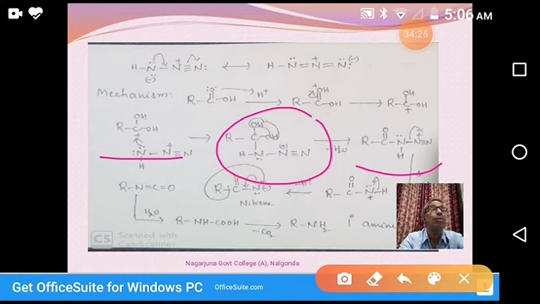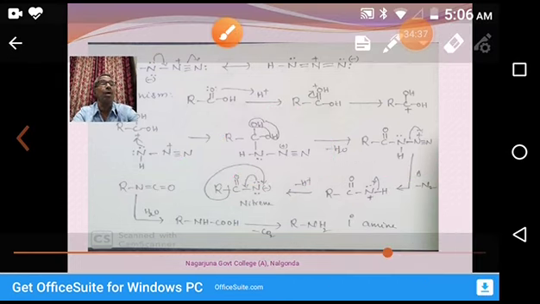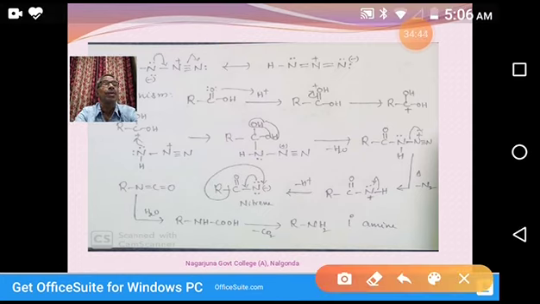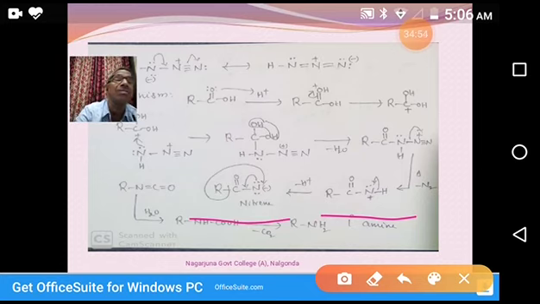By losing one proton, we'll get one type of this compound. After losing a nitrogen molecule, we are getting this type of compound. Finally, it loses a proton too, forming a nitrene. It is a specific reaction intermediate, what we call nitrene.